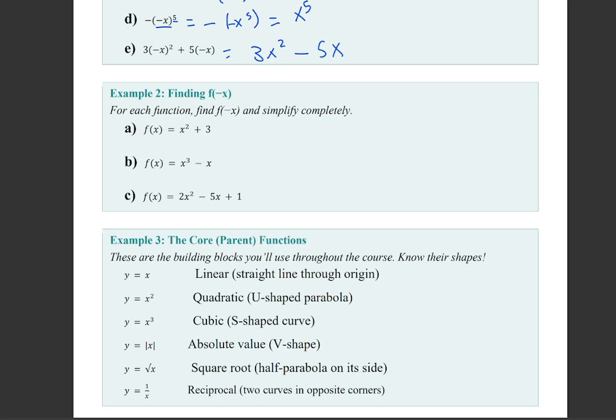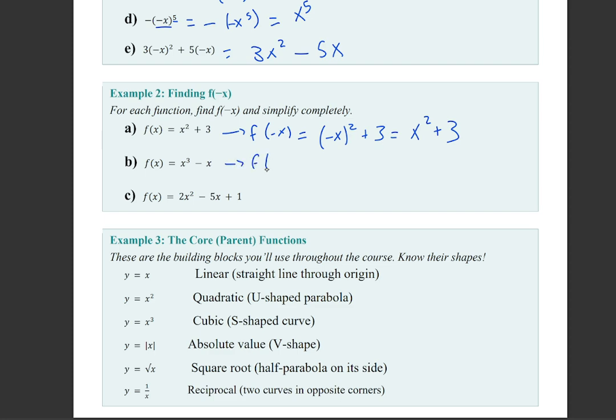Now we're looking at finding f of negative x and simplifying completely. So here, f of negative x is (negative x) squared plus 3. We already saw that simplifies to x squared plus 3. So the negative essentially fell away.